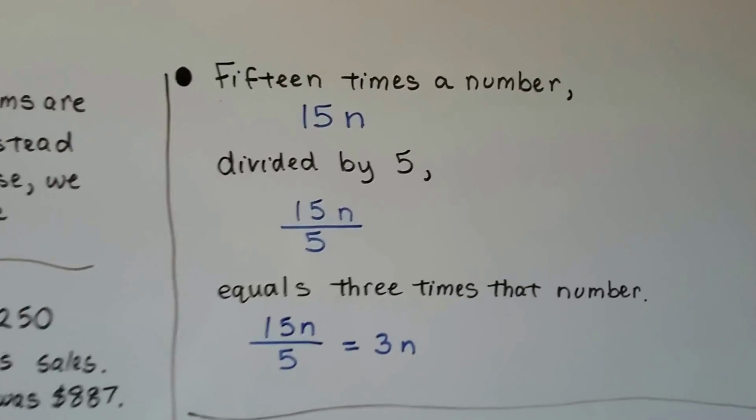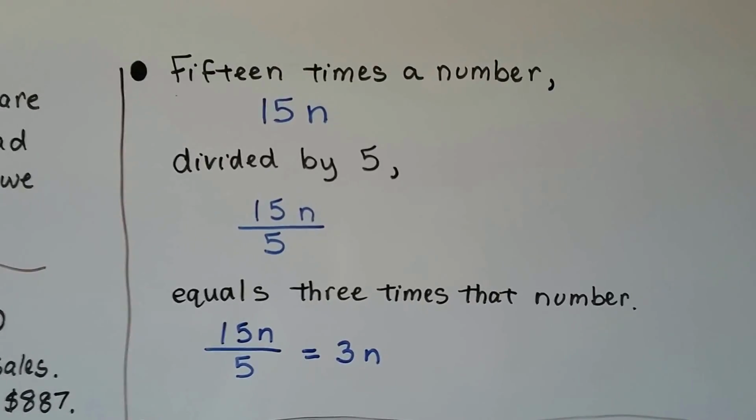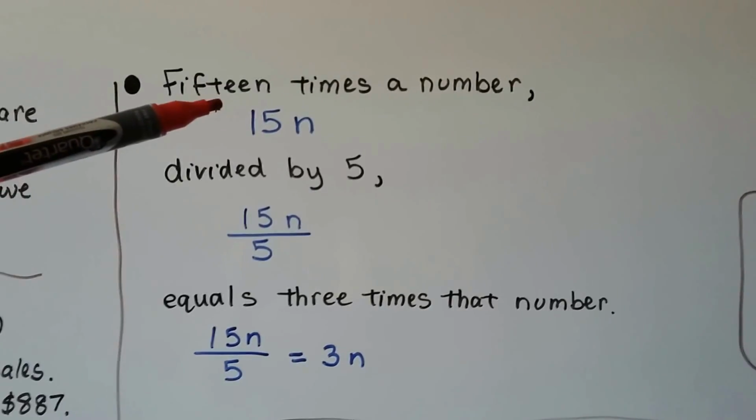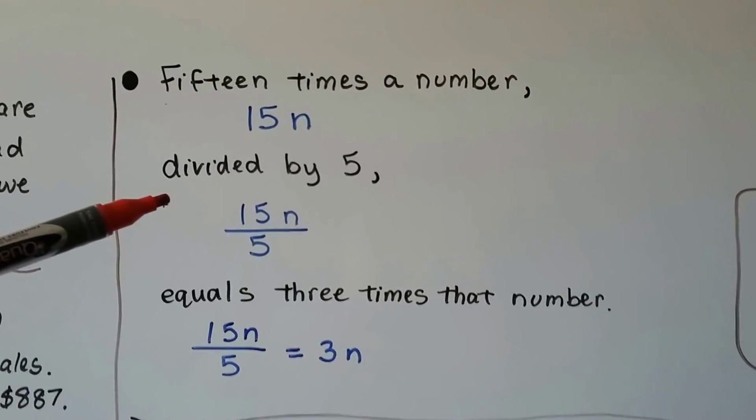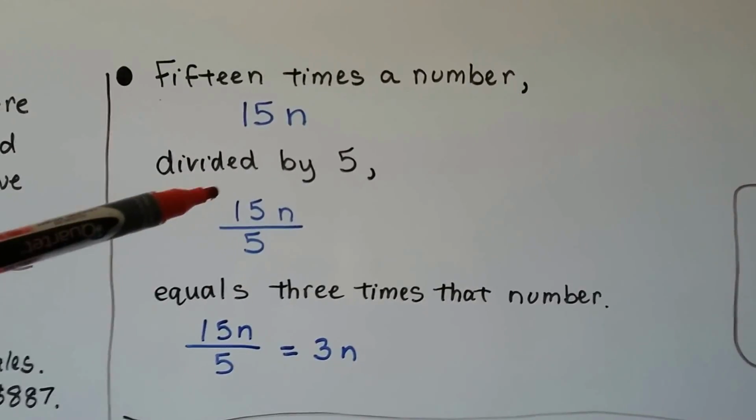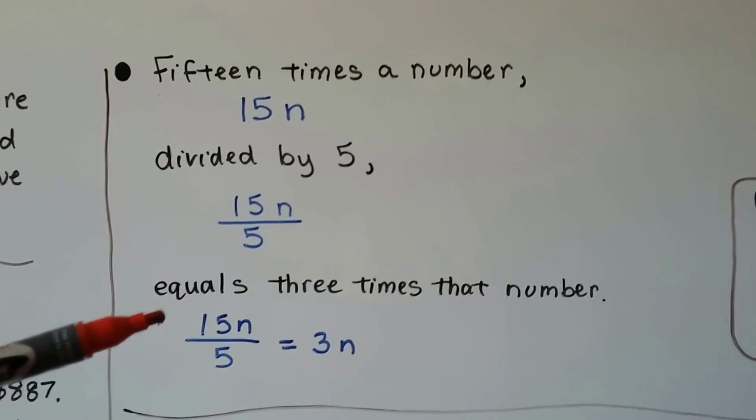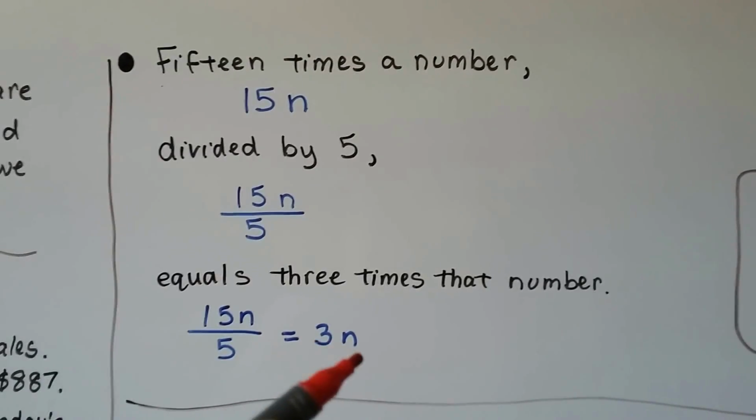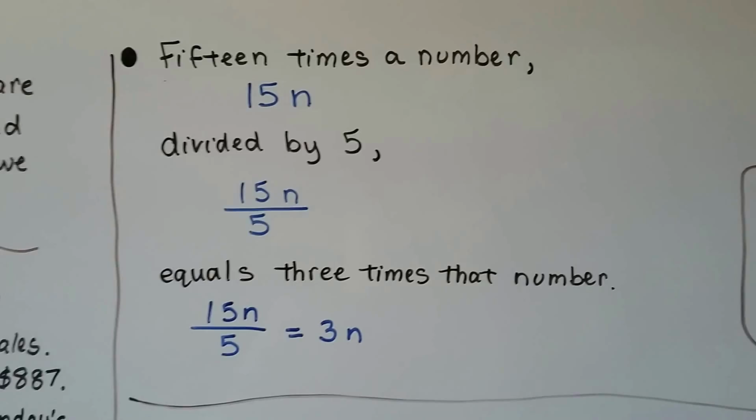Now take a look at this. It says 15 times a number divided by 5 equals 3 times that number. So I broke it down into very small parts. 15 times a number, well, that's 15n. We could use 15x. Divided by 5, well, I always say fractions are little division problems. So now we have 15n divided by 5, written like this. And it says it equals 3 times that number. So it's going to equal 3 times that variable, n. See?